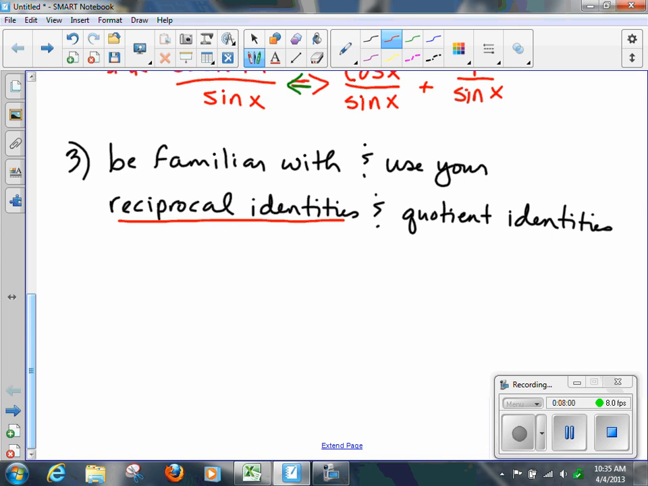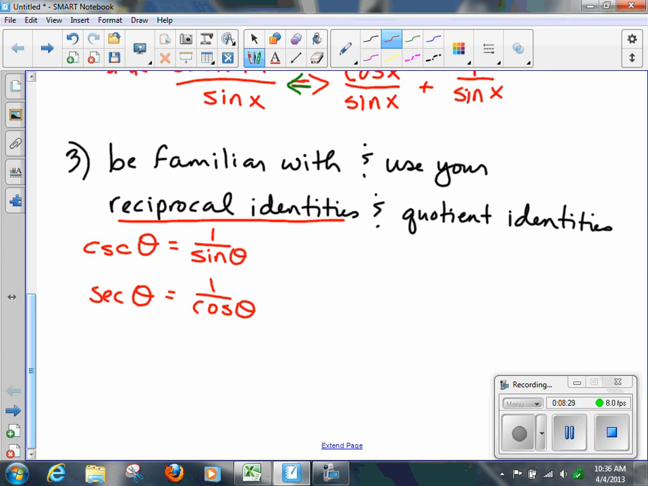And just because some of us won't look back in our notes, what are the reciprocal identities? Cosecant is what? It's 1 over sine theta. And then what's the other one? Secant, which is 1 over cosine. Folks, you got to know those. You have to know that. You've got to use them.